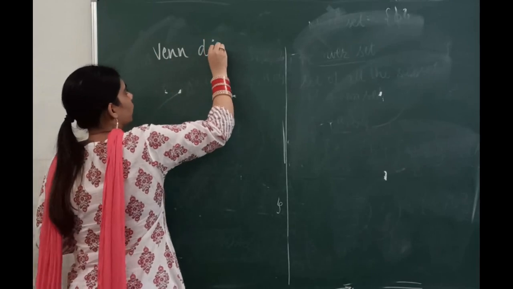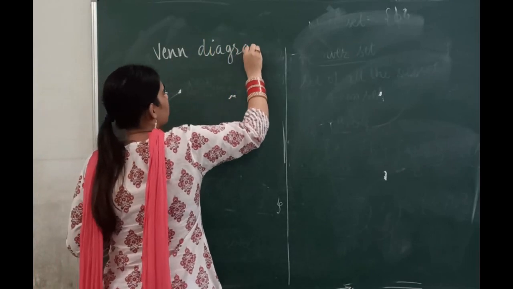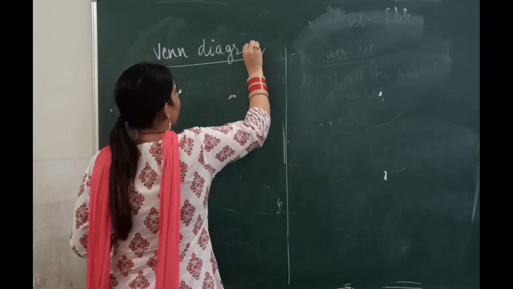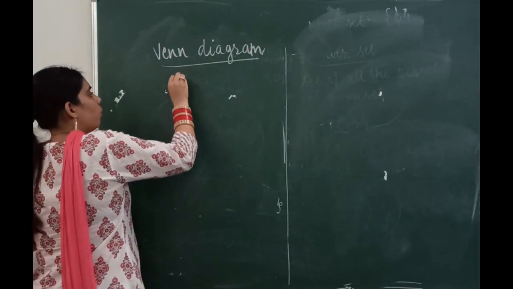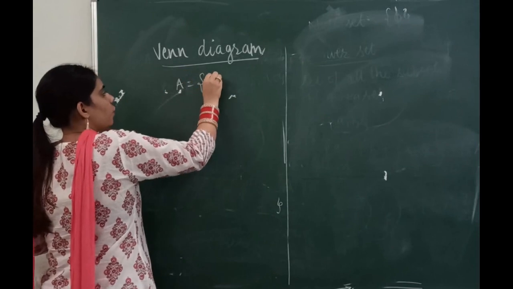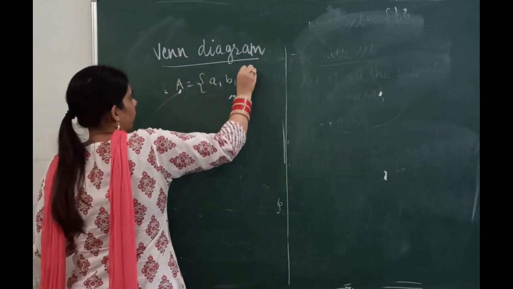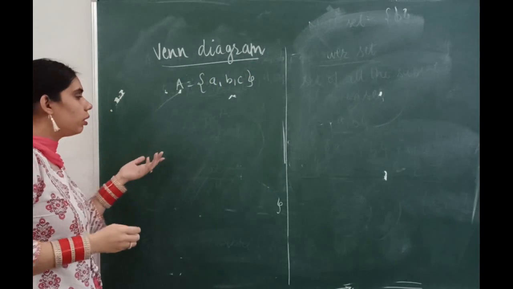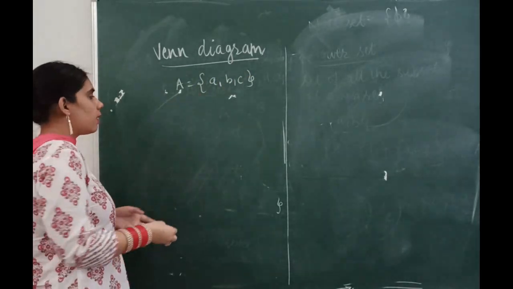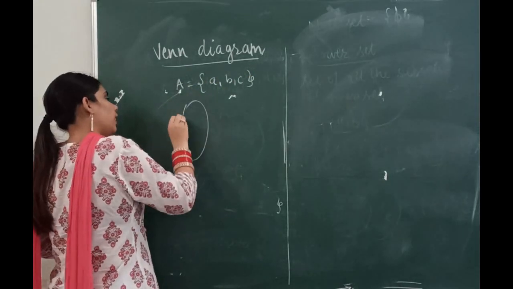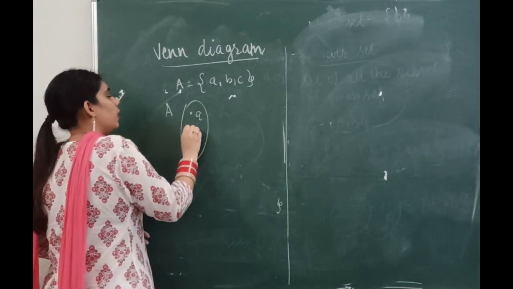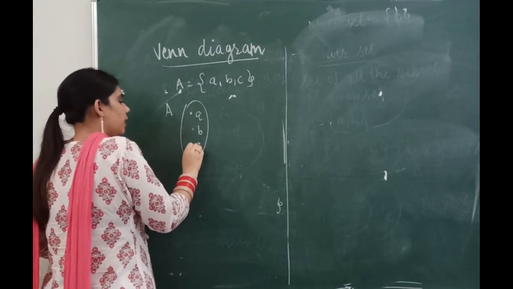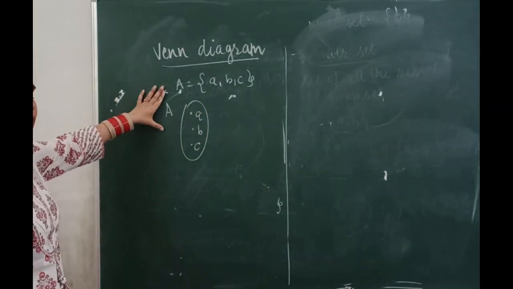Venn diagram. A Venn diagram is nothing but a pictorial representation of a set. मैं बोलती हूँ कि एक सेट है which contains elements A, B, C. This is a set which contains some alphabets, or I represent it as this is a set A. It contains elements A, B and C. It's one and the same thing.